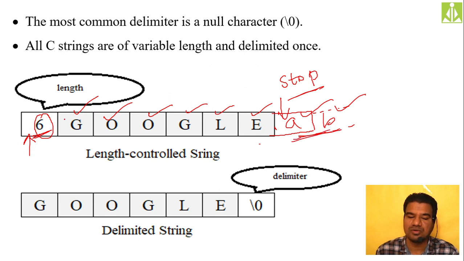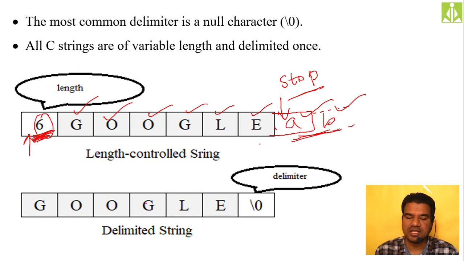Our string is up to G to E. From G to E, it has to read only this Google. It should not read this AB, which are after that E. So that's the reason why we are storing this size, the length of the string, as the first character. This is the length controlled string.